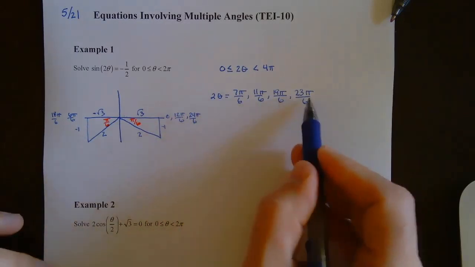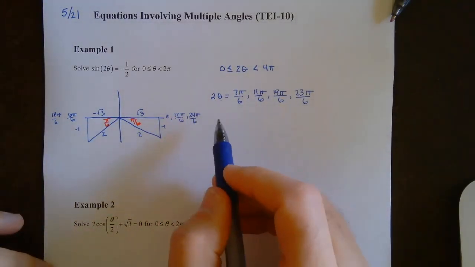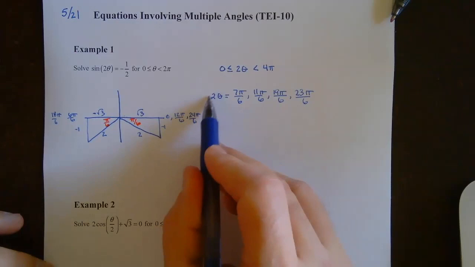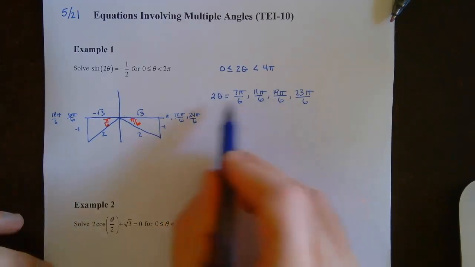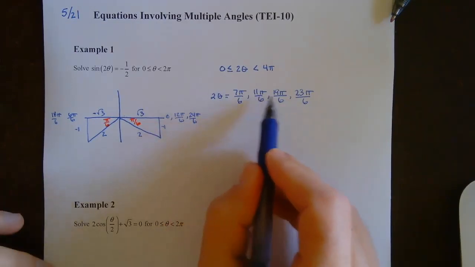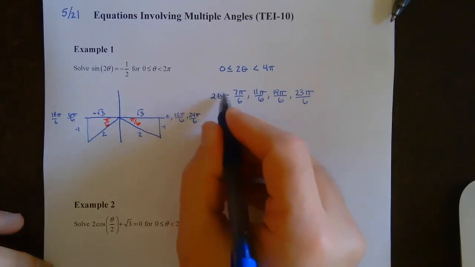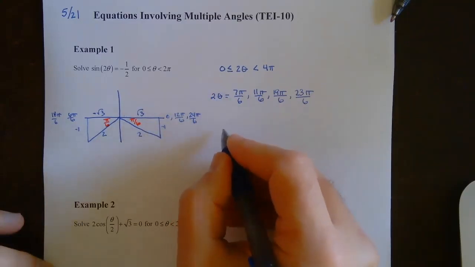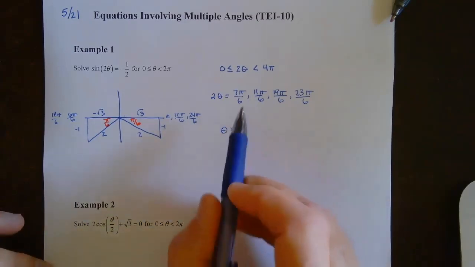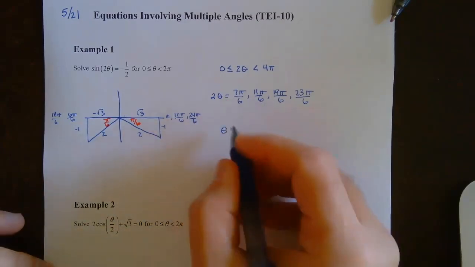These are my 4 angles for 2 theta. Well, what would be my angles for theta? Well, I'd multiply this by half, and this is an equation, right? So then I would multiply each of these by a half. So if I multiply 2 theta by 1/2, that would give me theta is equal to, and if I take half of this, I'm going to actually write it.